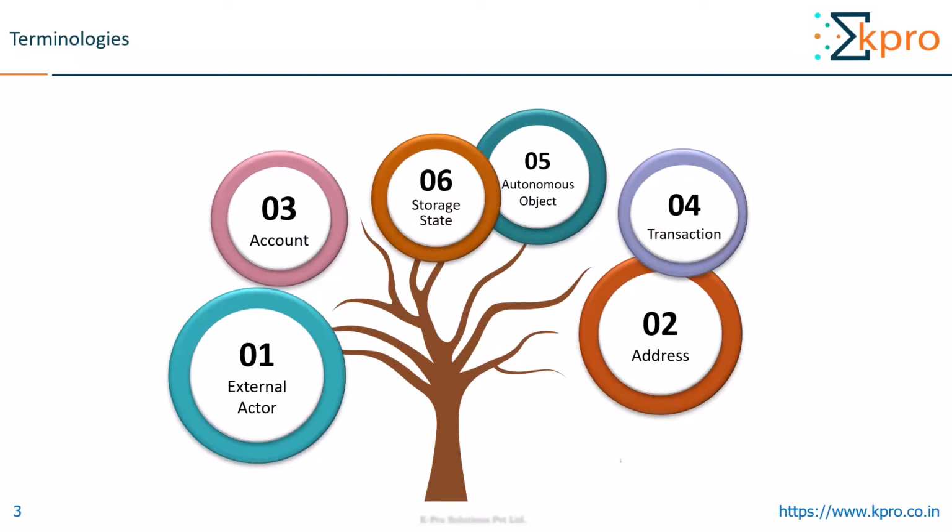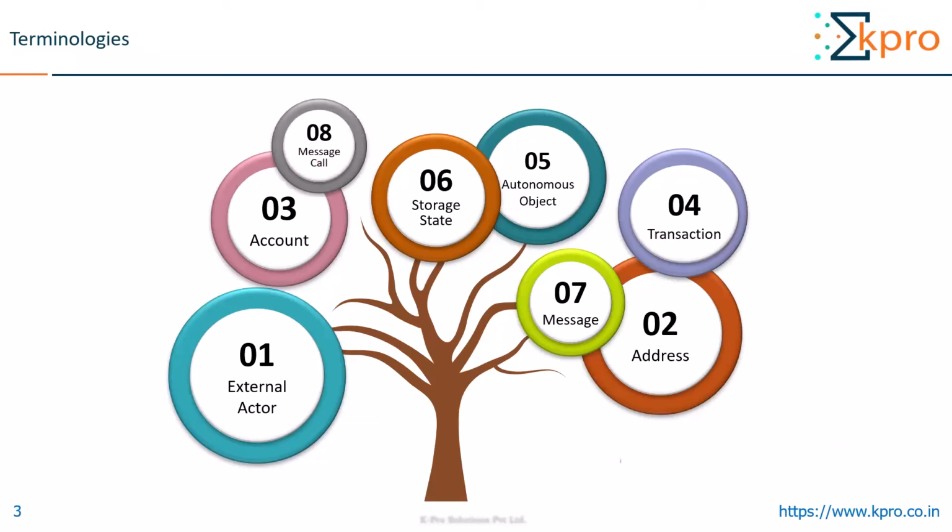Next, let us see storage state. It is the information particular to a given account that is maintained between the times that the account's associated EVM code runs. Next one is message. Data and value that is passed between two accounts, either through the deterministic operation of an autonomous object or the cryptographically secure signature of a transaction, is called a message. Next one is message call. It is the act of passing a message from one account to another.